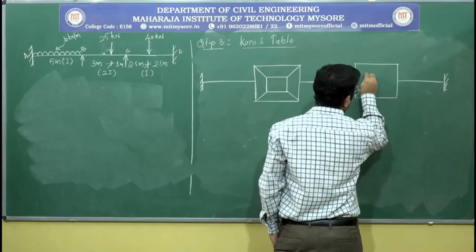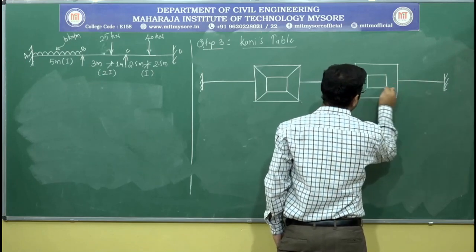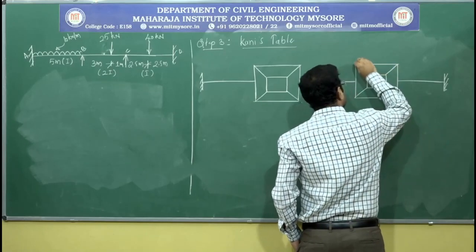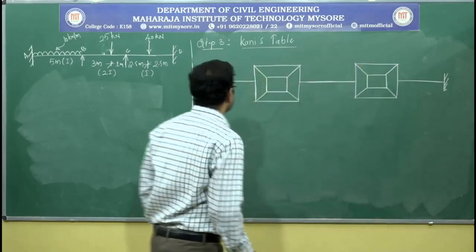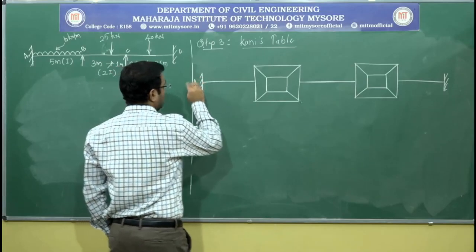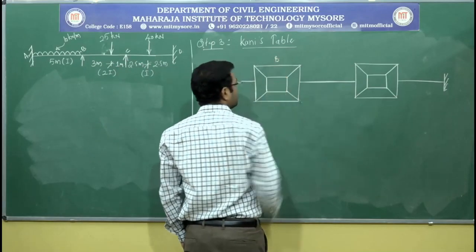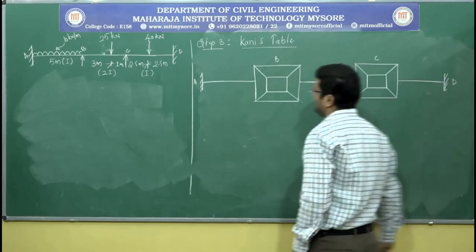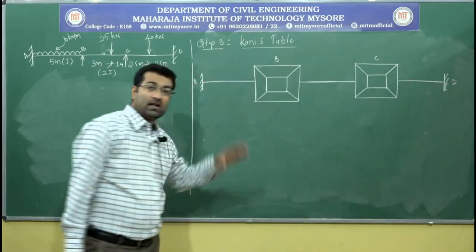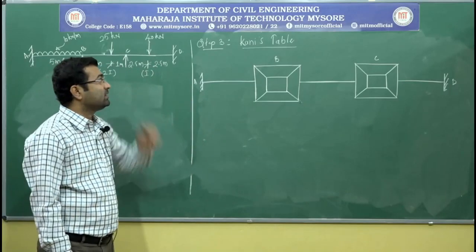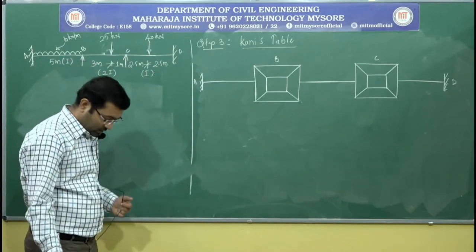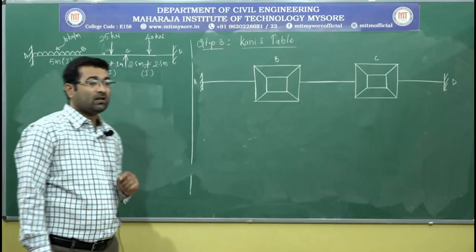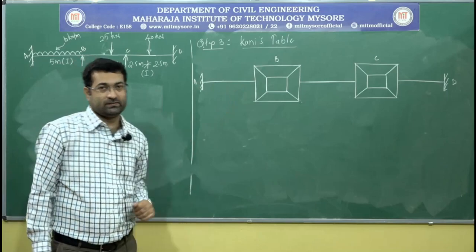Similarly, here also, I will join these. So, this is end A as we know, this is joint B, this is joint C, this is joint D. So, this is how the Kani has represented the table. It is not just like the other tables, it is something different. Now, what are the things we need to note here?